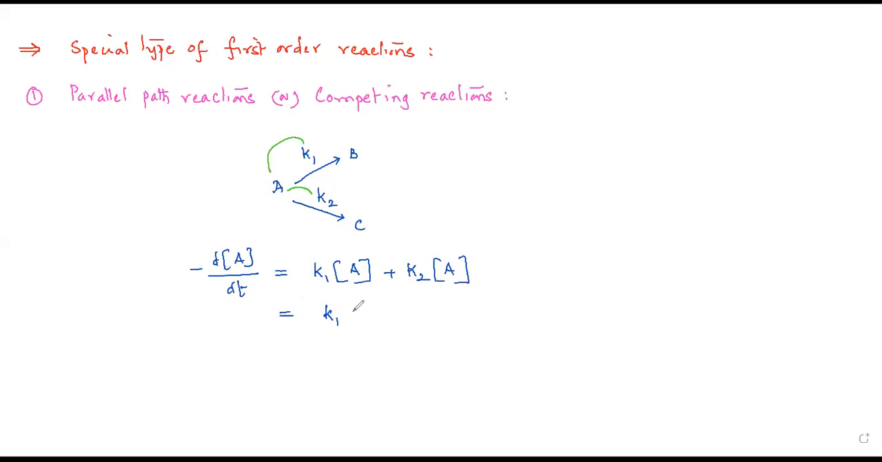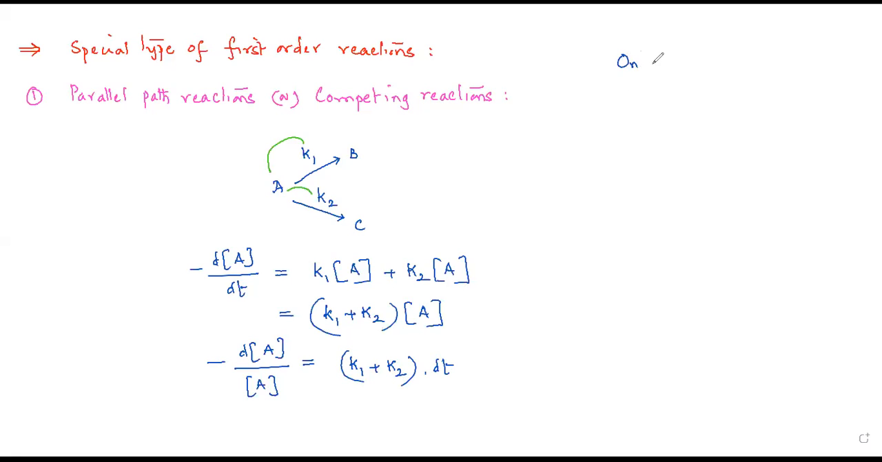So this can be written as K1 plus K2 into concentration of A, right? Now let us take this A here, minus dA by A, can be written as K1 plus K2 into dt, right? Up to this it is normal. Now see, on integration, what do we get?